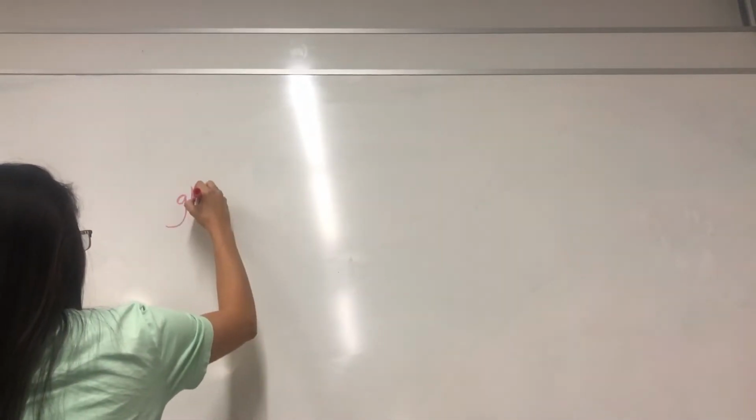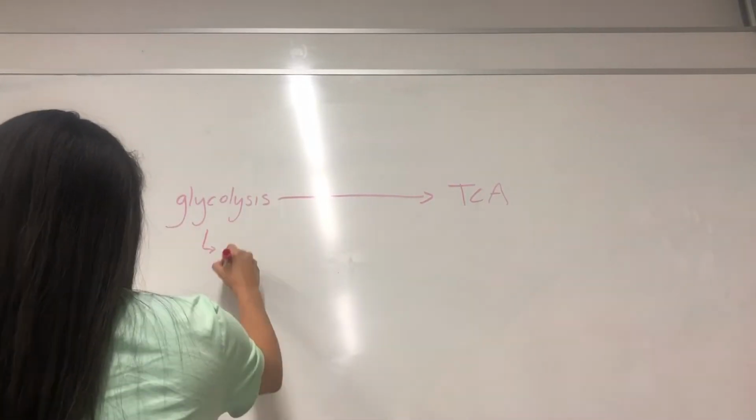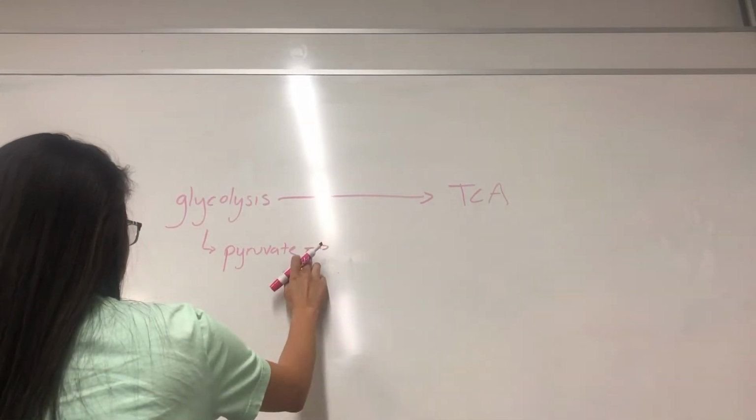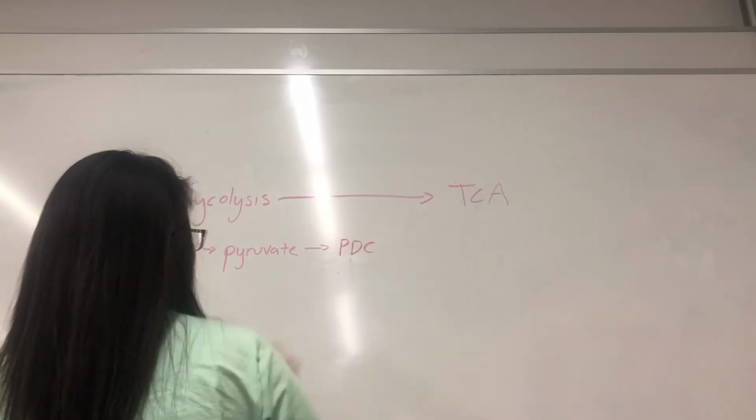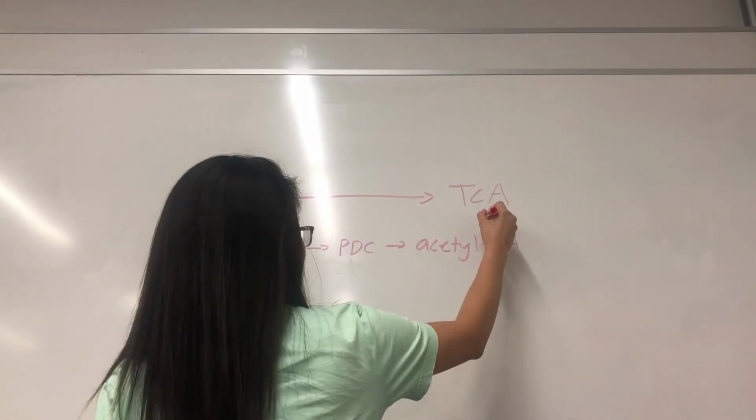PDC is an enzyme that helps us get from the process of glycolysis to the TCA cycle. It takes the byproduct of glycolysis, or pyruvate, puts it in the enzyme PDC, and then turns it into acetyl-CoA to go into the TCA cycle.